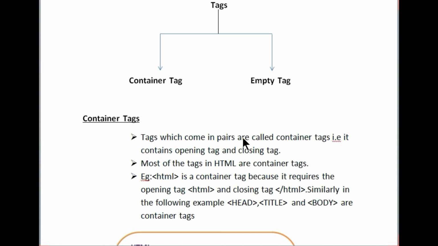Tags which come in pairs. What do you mean by pairs? Pair means it contains an opening tag and a closing tag. So if a tag requires an opening tag and a closing tag for its working, such types of tags are known as container tags. So what do you mean by opening tag?